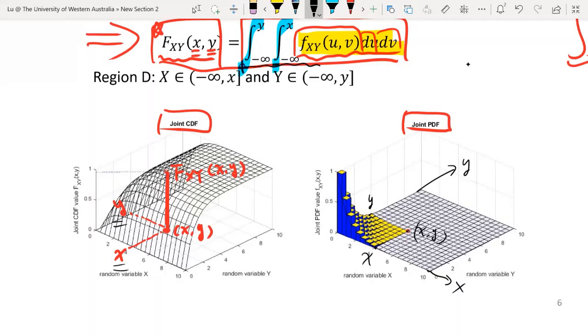So the right-hand side of the equation is actually calculating the sum of the volume of all these blue columns, from negative infinity to the given x and negative infinity to the given y here. We are adding up the volume of all the columns together to get the corresponding joint CDF value. Okay, so this is the relationship between these two terms.